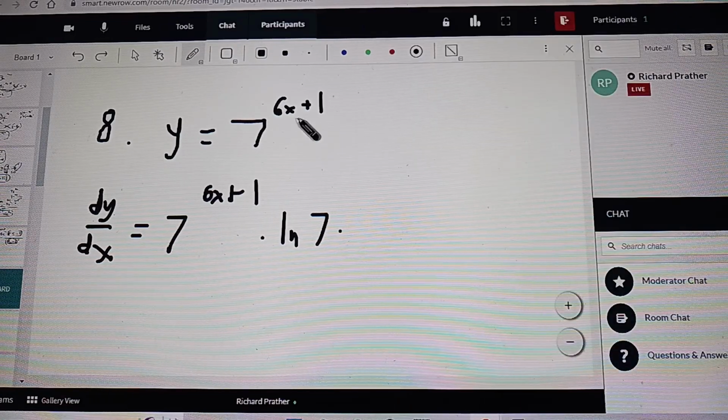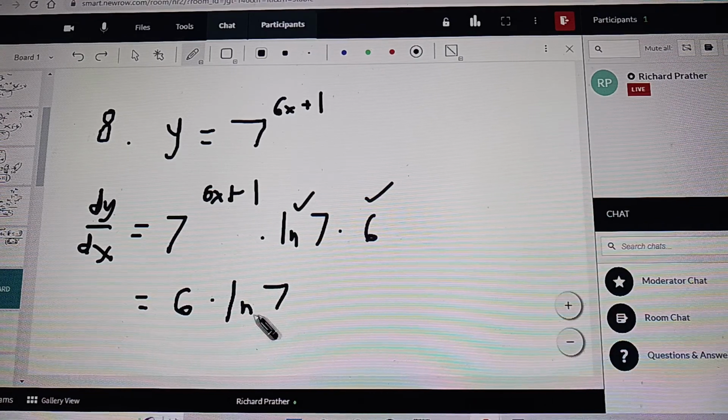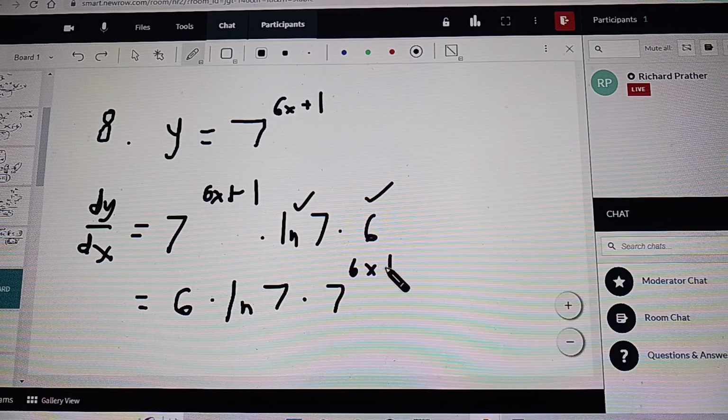And then the chain rule, the derivative of the exponent would be 6, so I need to multiply that on too. But both of these are just constants. So in the end, we always put the exponential part in the back, just so it's clear what's going where. I would put this regular 6 out front, times the ln of 7, which is a messy decimal, so we'd rather leave it like that, times 7 to the 6x plus 1. That's the most common way to write it.